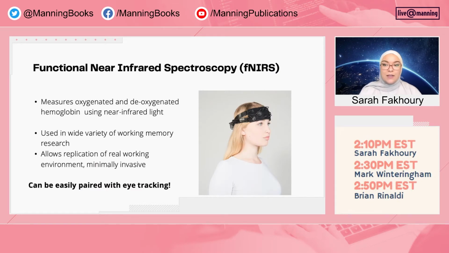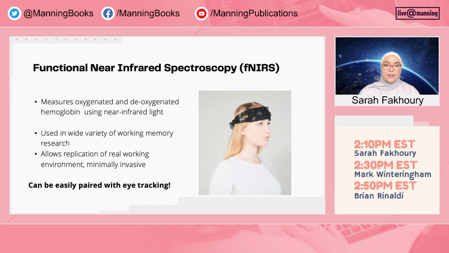And this is exactly what we do in our research. We use a brain imaging technique called functional near-infrared spectroscopy, or fNIRS for short. And this is exactly what it does. It measures the amount of oxygenated and deoxygenated hemoglobin, or blood, using near-infrared light. And we measure it over the prefrontal cortex, and that includes an area of the brain that is associated with problem solving and working memory. The great thing about fNIRS is that it's used in a wide variety of working memory research, and it allows replication of real working environments.